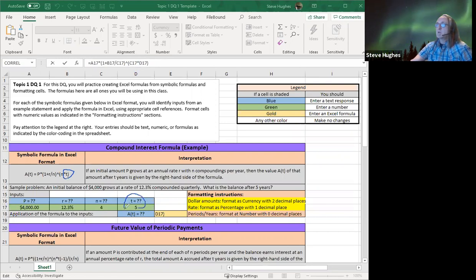Well, right here's T. But remember, I don't want the number T. I mean, the letter T. I want the number that represents T. So I type in D17 because right here is D17. All right. That's how I have applied the formula.